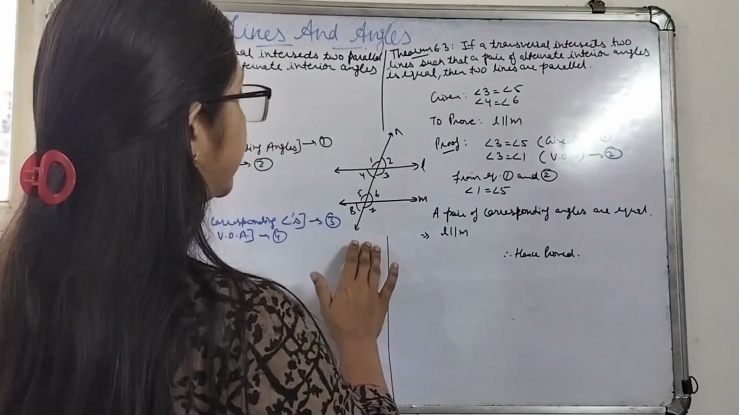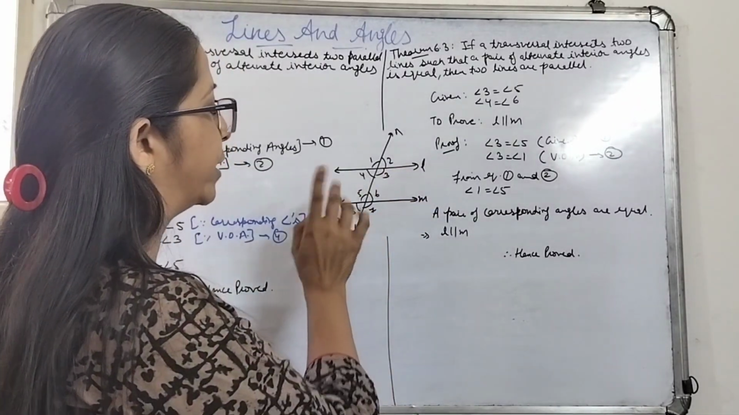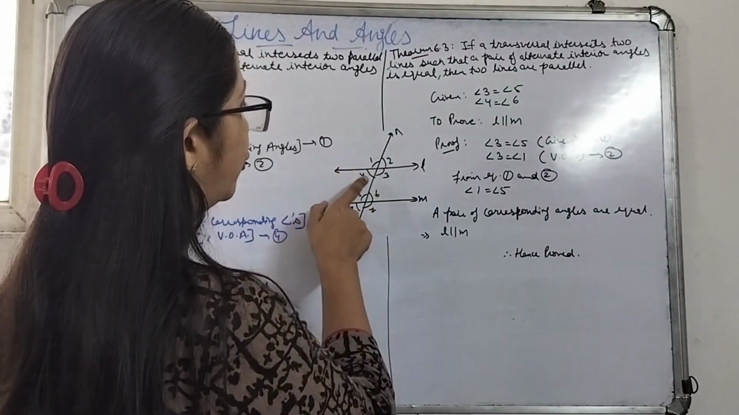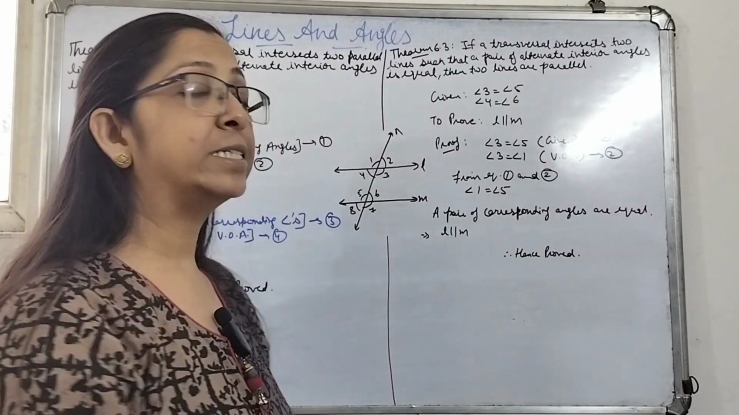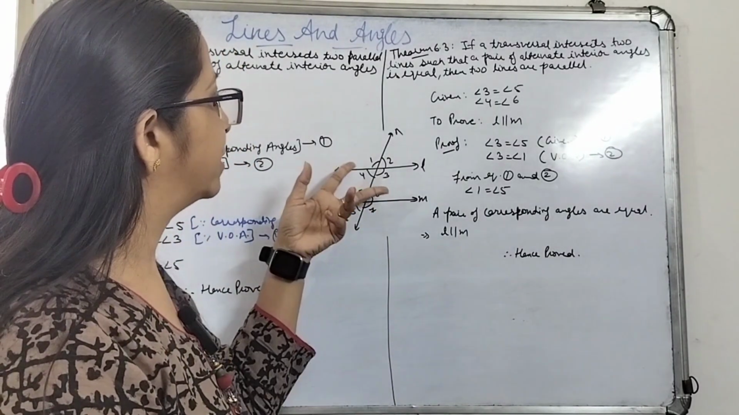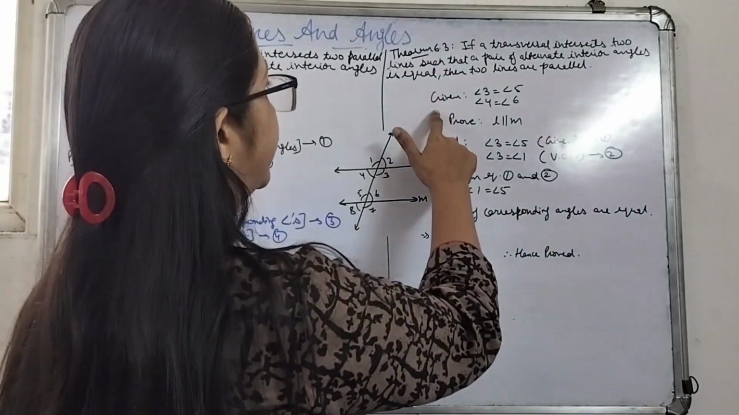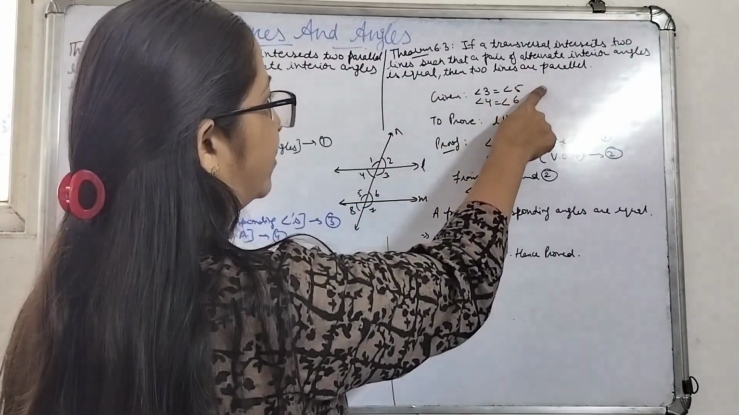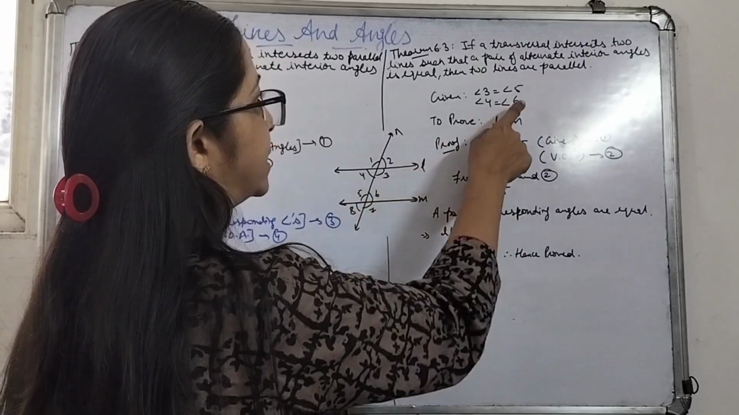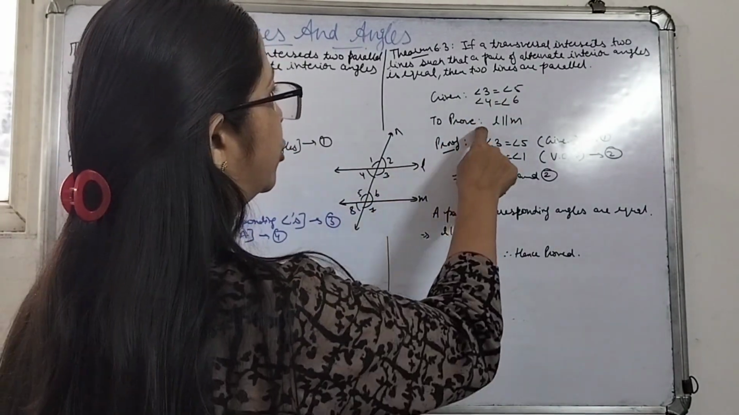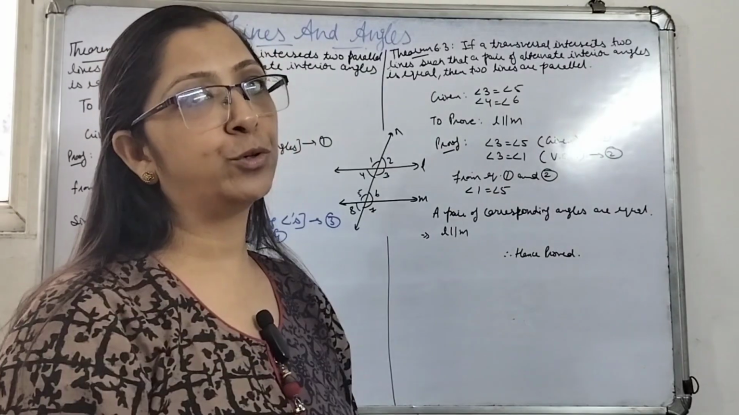So what is given to us is that angle 3 is equivalent to angle 5. It is equal, it is given to us. Similarly, angle 4 is equivalent to angle 6. It is even given to us that these two pairs of alternate interior angles are equal. So given is angle 3 equivalent to angle 5, and angle 4 equivalent to angle 6. We have to prove that line L is parallel to line M. This we need to prove.